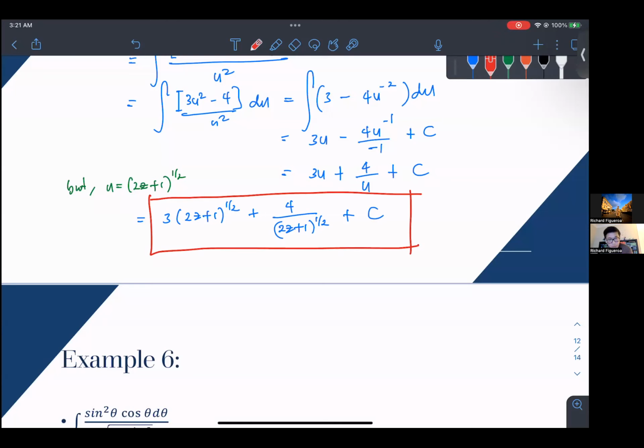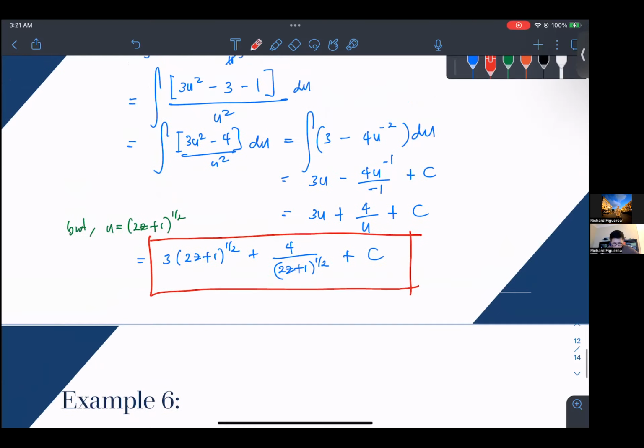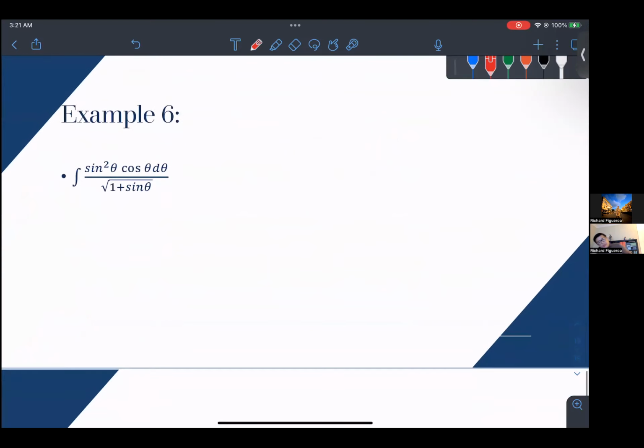If you want to simplify it, we can simplify it. But okay, this is okay already. So let's have our last example.